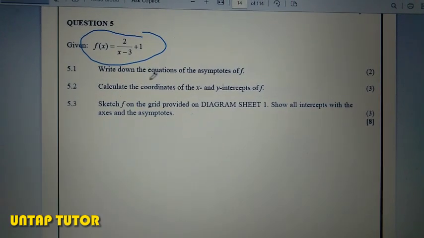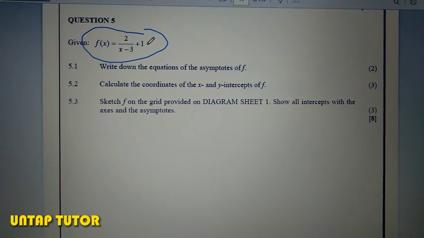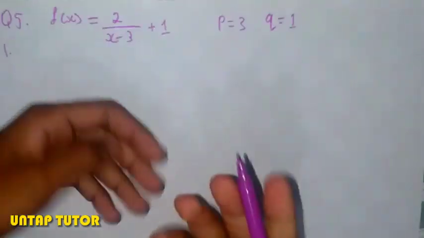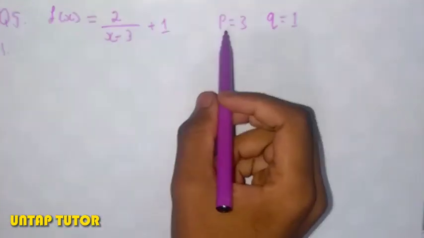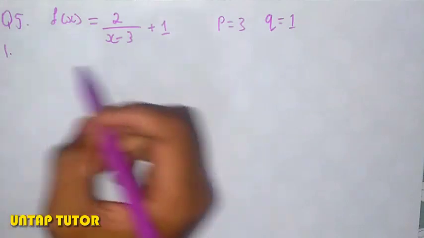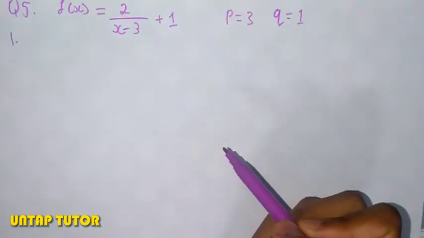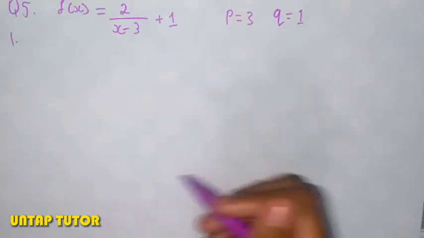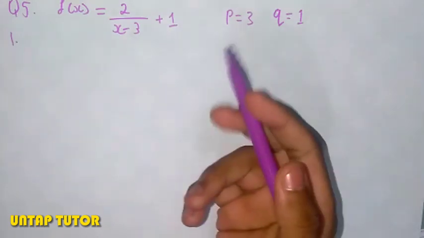So let's just look at the questions. Number 1: write down the equations of the asymptotes of f. Oh okay, so they just ask us to write down the equations of the asymptotes. The asymptotes are p is equal to 3 and q is equal to 1. But which one is the x and which one is the y asymptote? Because when they ask us to write the equation of the asymptotes, they're asking us to write x is equal to something or y is equal to something, not p is equal to 3 or q is equal to 1. That's not the equation.